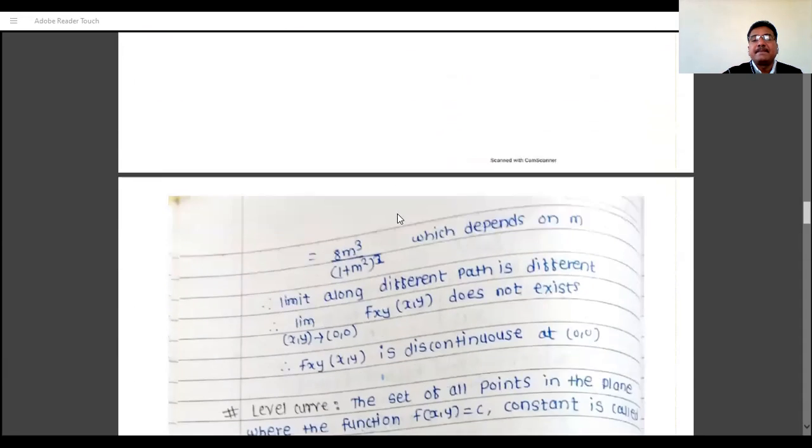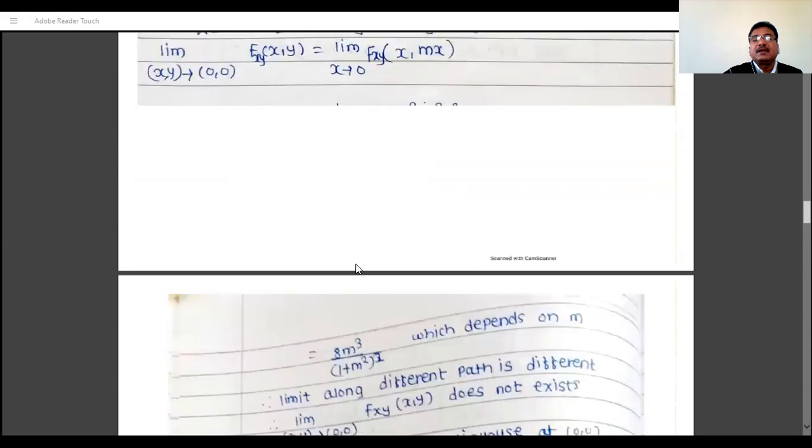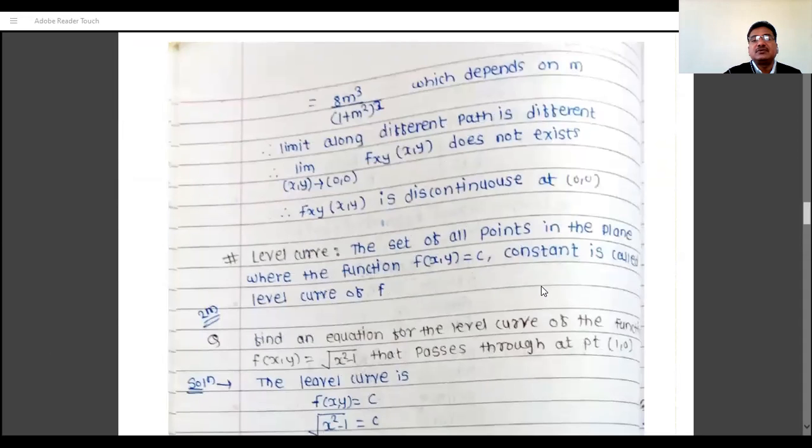Write that step, and then we have 8m cube divided by 1 plus m square bracket cube, which depends on m, and therefore the limit along different paths is different, and therefore the limit of fxy as xy tends to 0 0 does not exist. The limit of fxy does not exist, and therefore fxy is discontinuous, or not continuous, at 0 0.